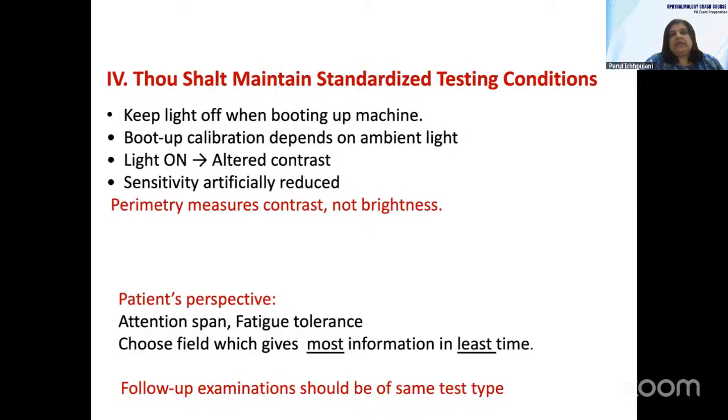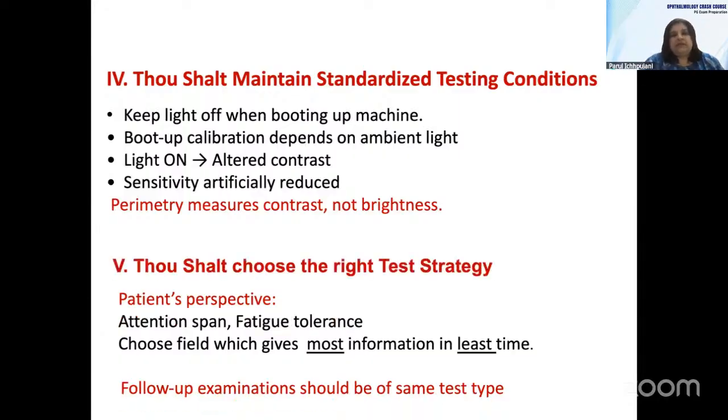Second, you should maintain a standardized testing condition. The light should be kept off when the machine is getting booted up. Boot up calibration actually depends upon the ambient light. So if the light is on when the machine is getting started, it will alter the contrast and your output will be different. So if you match a visual field which was calibrated in a light on condition versus a visual field which was done in a machine with light off calibration, the outcome is going to be essentially very different. You remember that perimetry actually measures contrast and not just the brightness.